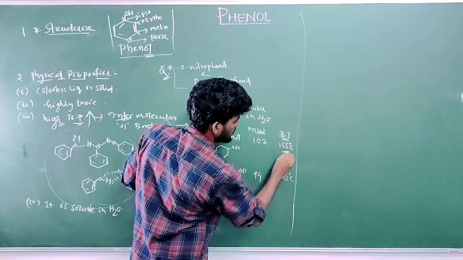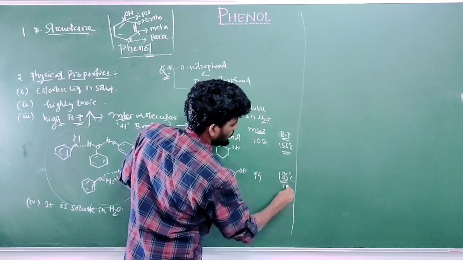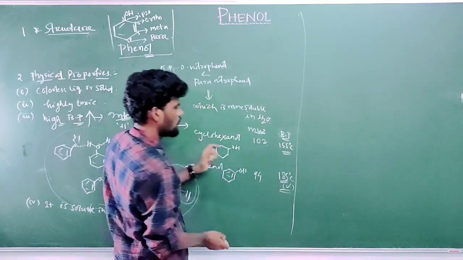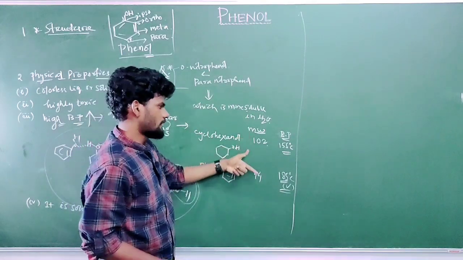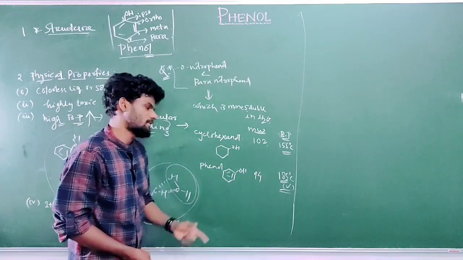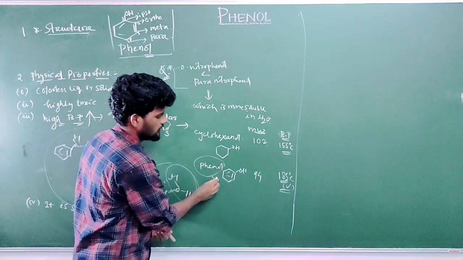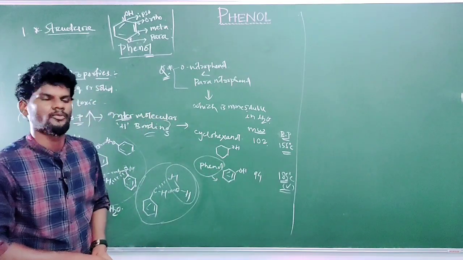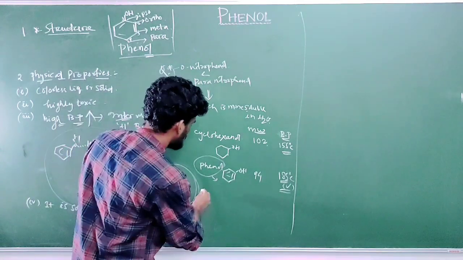155 degrees Celsius, and 185 for phenol. The reason phenol's boiling point is high, although they have similar molecular weight but a huge difference in boiling point, is that in phenol there is intermolecular hydrogen bonding. Okay, so another question.